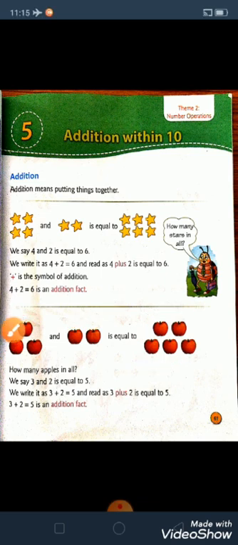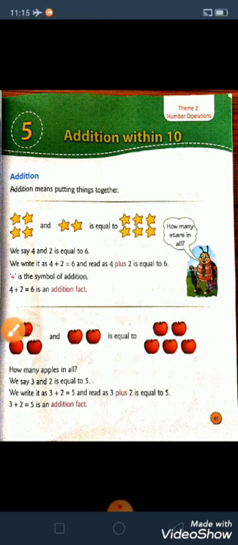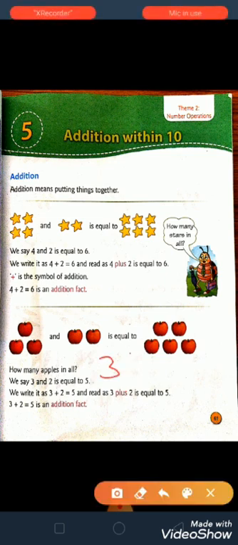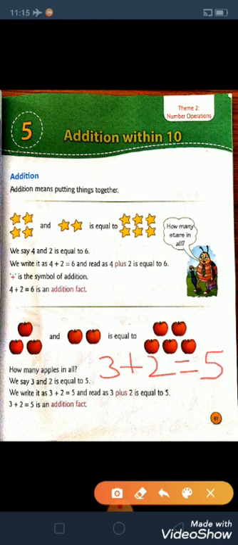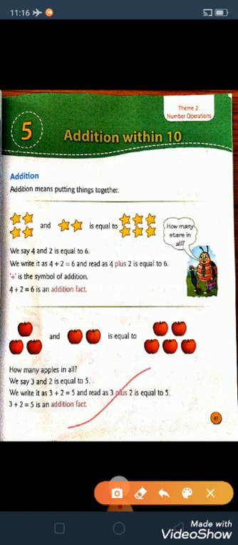So how should we write it? 3 apples means 3, plus symbol we have to put. Plus 2 is equal to what? 5. 1, 2, 3, 1, 2. 1, 2, 3, 4 and 5. In total how many? 5. Understood, children? Here as given.